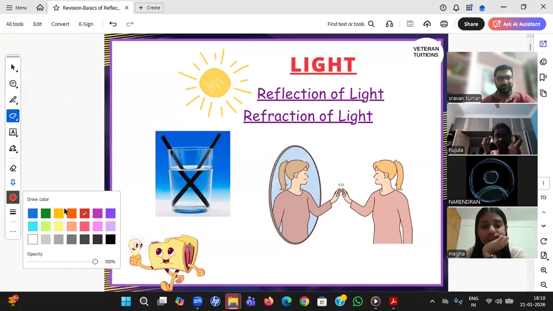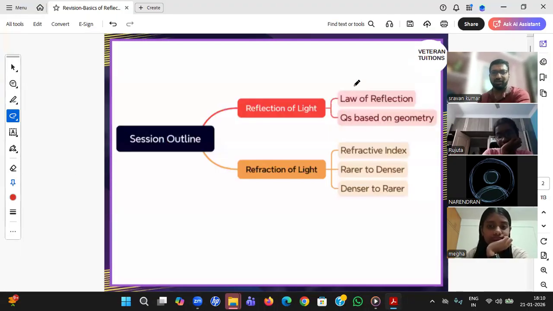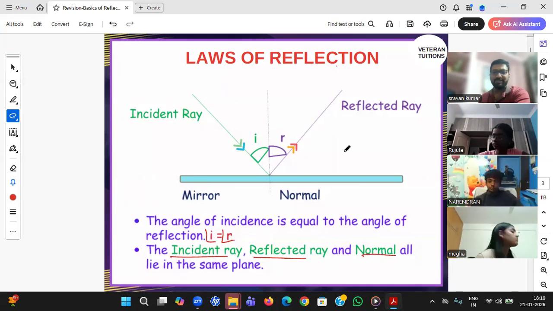So students, what did we learn yesterday? Quick recap. We started with reflection. In the reflection, we learned the laws of reflection. What were the laws? Incident ray, reflected ray, angle of incidence equals angle of reflection is the first law. Incident ray, reflected ray and normal all lie in the same plane.